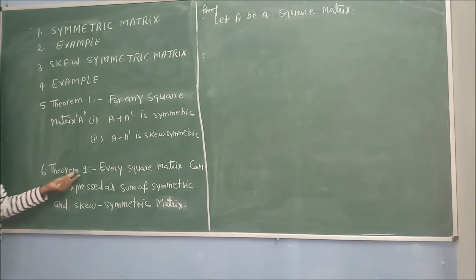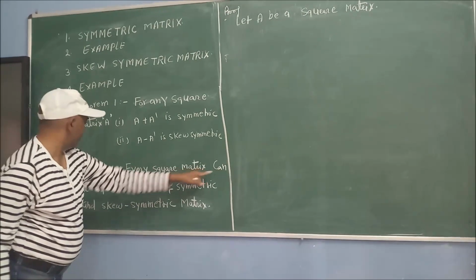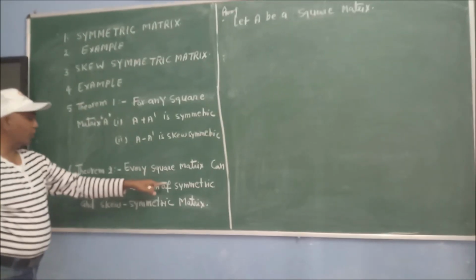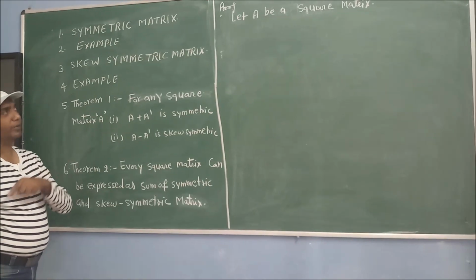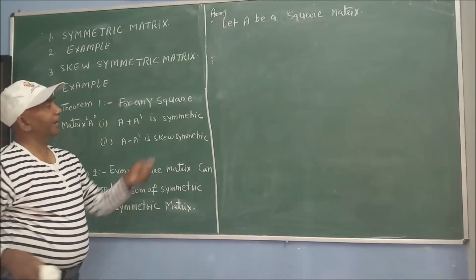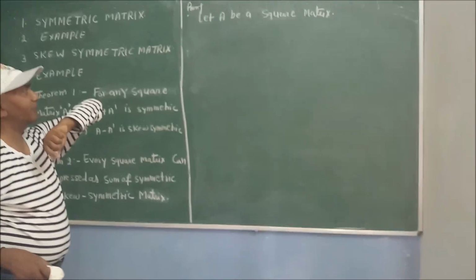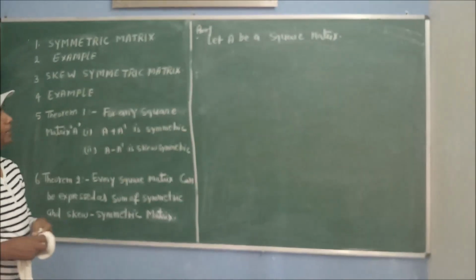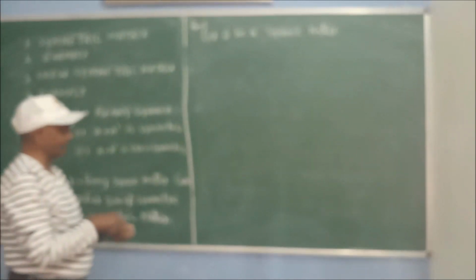Our second theorem is: every square matrix can be expressed as the sum of a symmetric and a skew symmetric matrix. Let A be a square matrix. Then we have to prove that A can be expressed as the sum of a symmetric and a skew symmetric matrix.